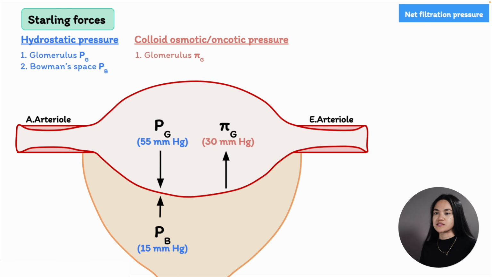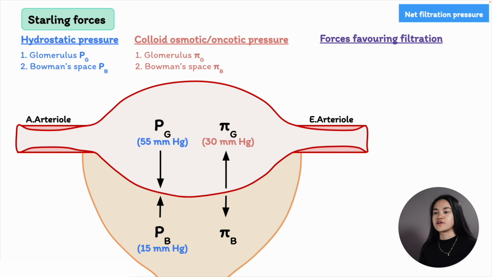In Bowman's space, this is pi b. Here's the thing though. Remember what we said earlier, that there's usually no protein in Bowman's capsule. There's no protein in the filtrate. So essentially the colloid osmotic pressure of the Bowman's capsule fluid is considered 0, and we don't really include it in the overall equation. All right, so this whole thing that we've just covered is called the net filtration pressure.